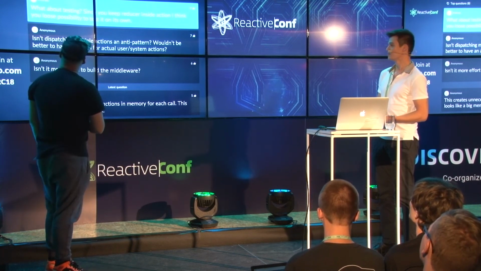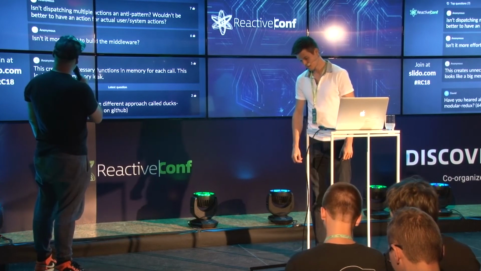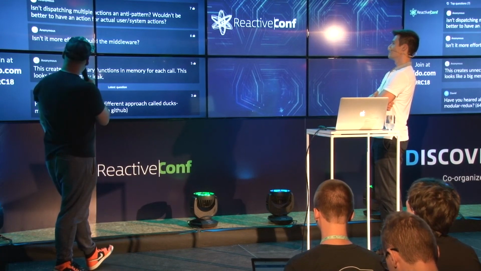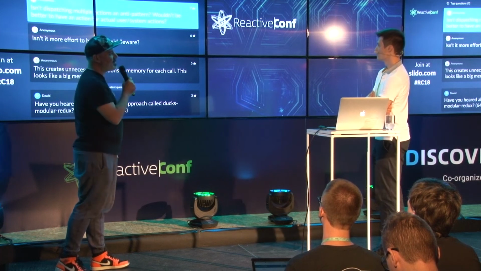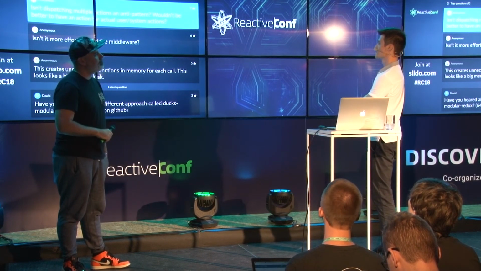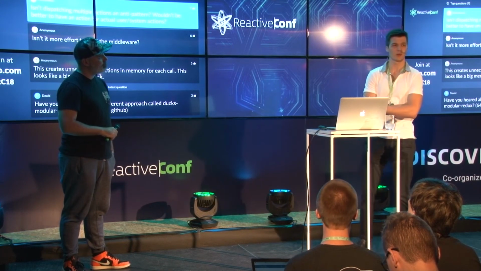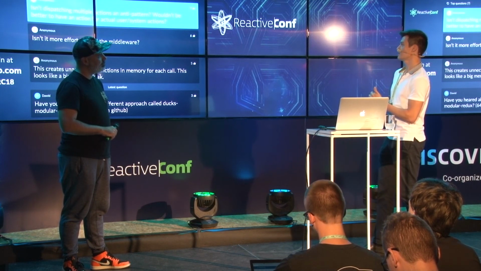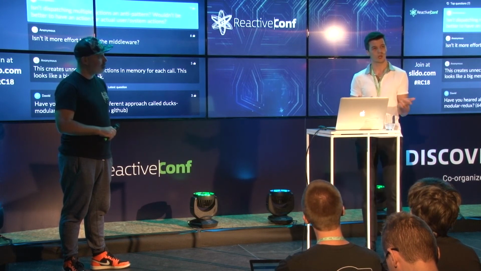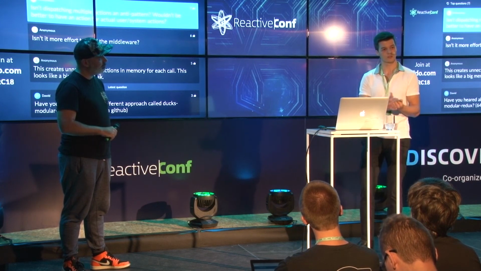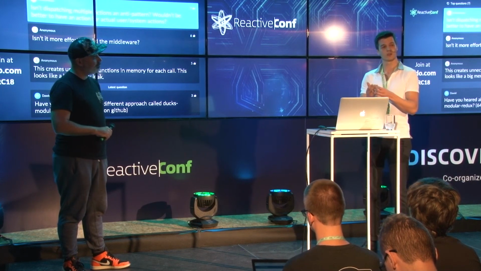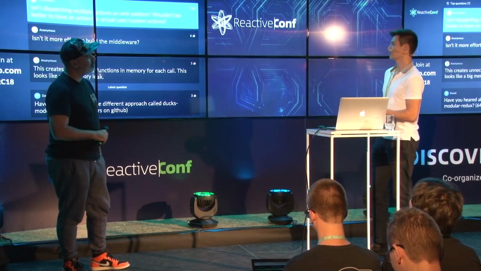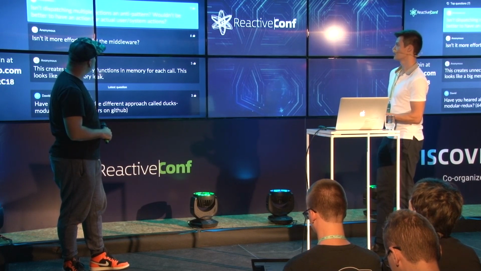Okay, awesome. Let's take the last one now. Isn't dispatching multiple actions an anti-pattern? Wouldn't it be better to have an action for actual user system actions, just to do that? Dispatching multiple actions, as in updating the state in multiple parts at the same time, I don't think this is an anti-pattern. For example, in the logout action, you probably want to do that because you don't want any intermediate states and glitches. And when you're, for example, fetching some data, you probably want to store it in some cache and then store what you want to display. So I don't think dispatching multiple actions is really an anti-pattern.